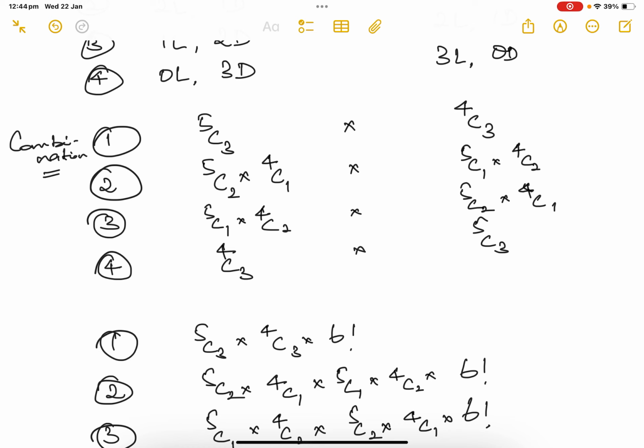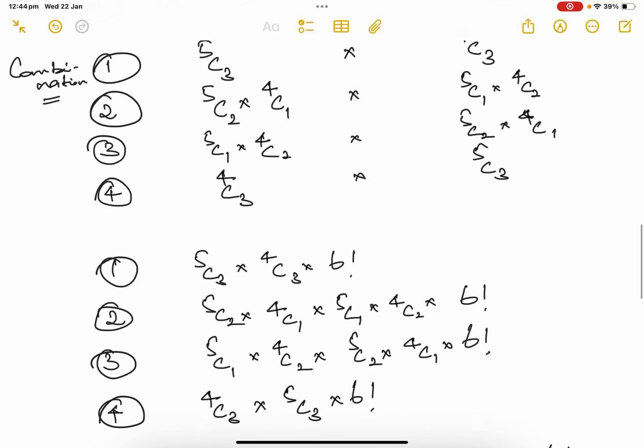The fourth one: all letters and digits. 4C3 from P1, 3 digits, so 4C3. And from P2, we are taking letters only, 5C3. So these are the 4 types. Let's look at them one by one.